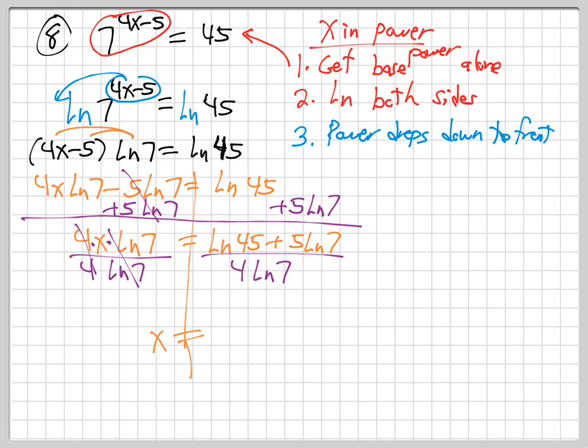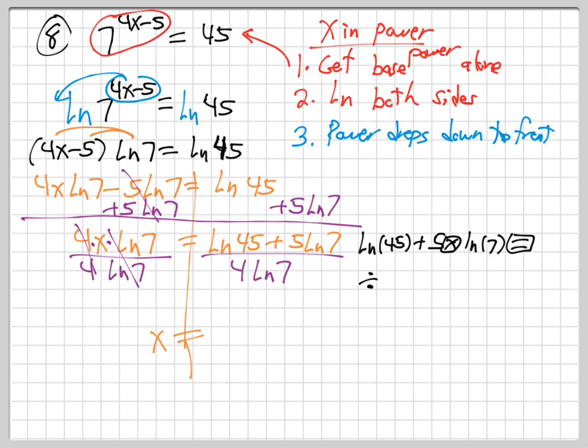Now, when you get this on your calculator, let me write out what you're going to do. It's going to be a little tricky in the calculator. You're going to hit ln 45 plus 5 times, that's multiplied by, ln of 7, equals. You're going to hit equals, then divide by.